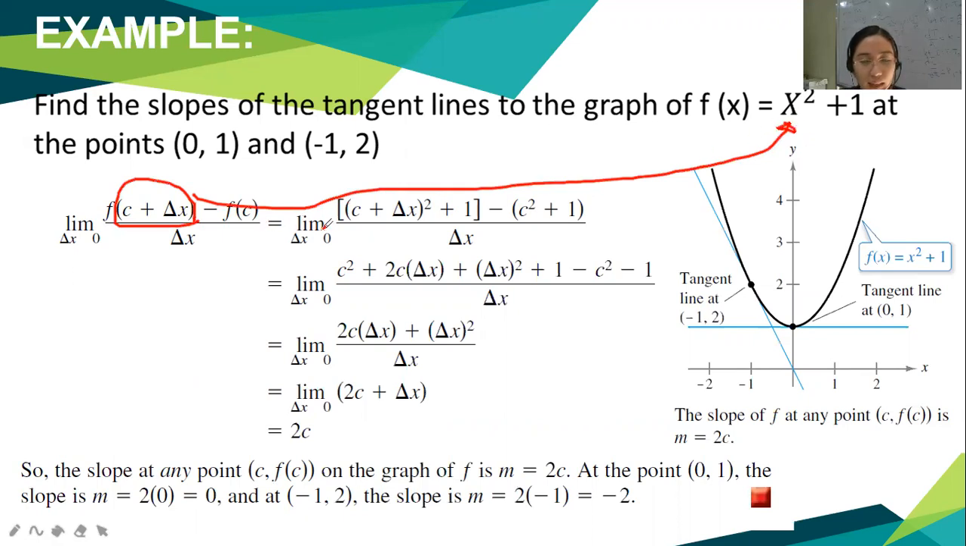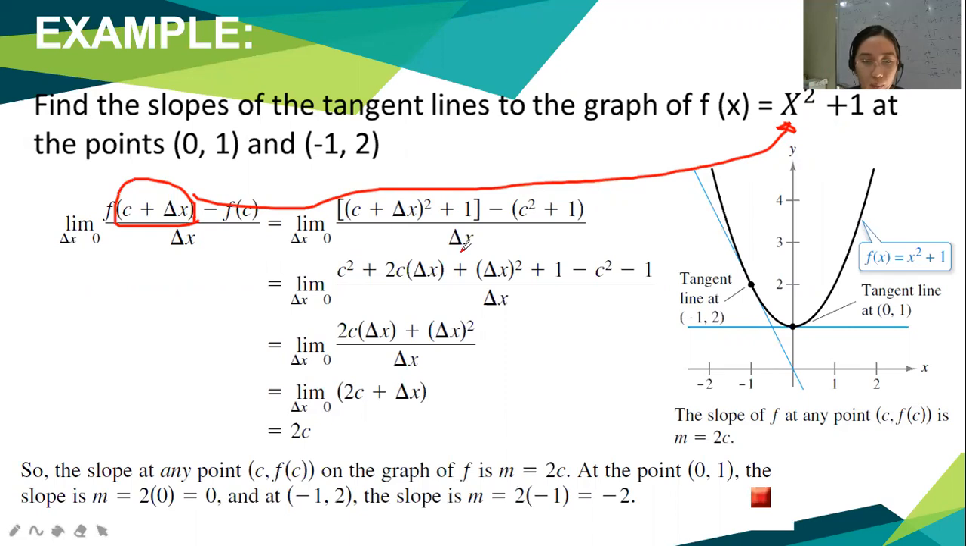Then we have the limit as delta x approaches 0 of (c plus delta x) squared plus 1 minus our value of c, which is just c since no number was given. So c squared plus 1. So meaning, class, that is f of c plus delta x minus f of c. In the given function, replace x with c plus delta x, or with c for f of c. So you have c squared plus 1.